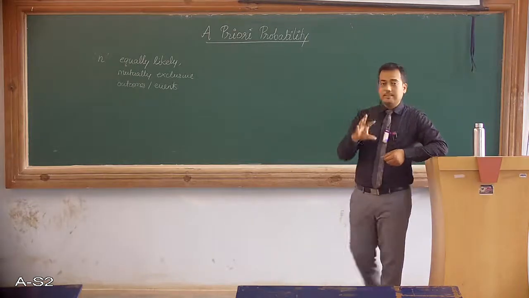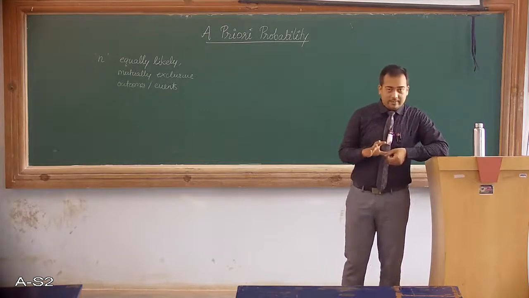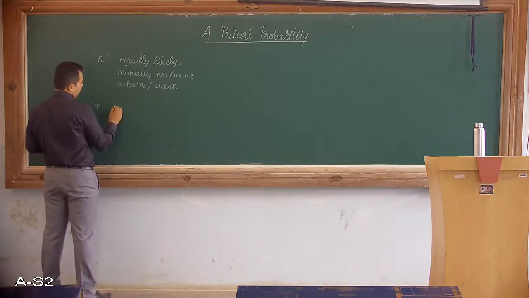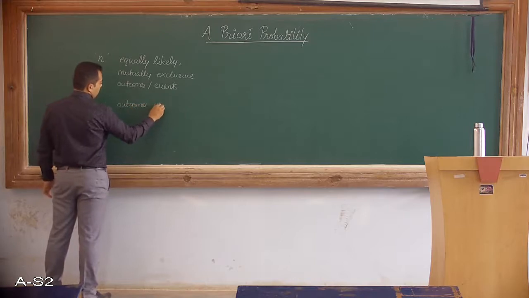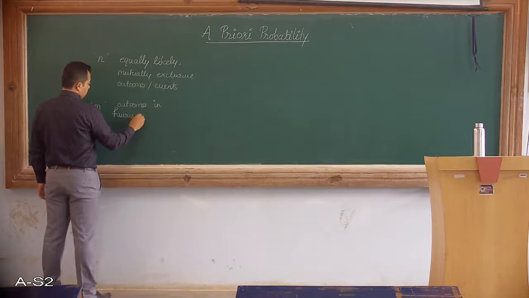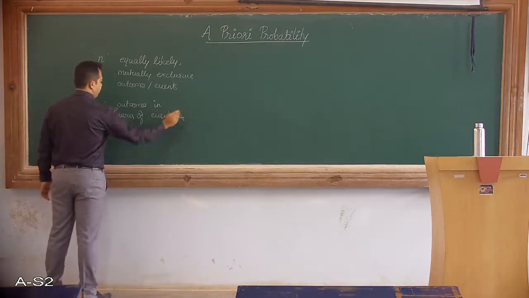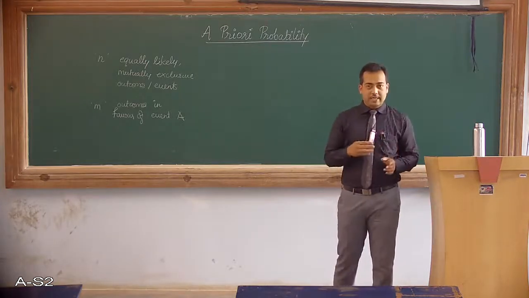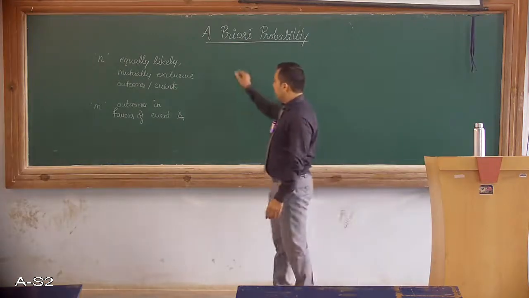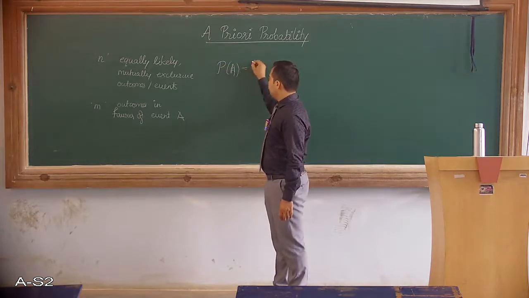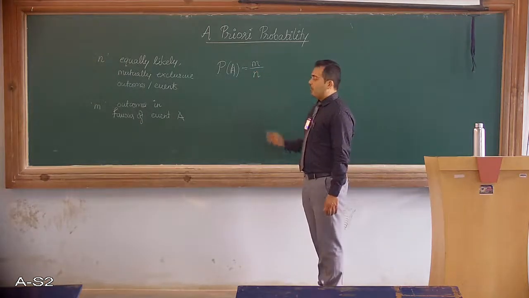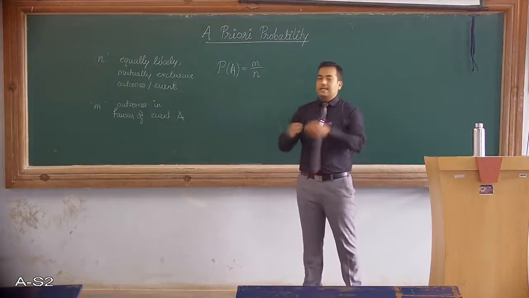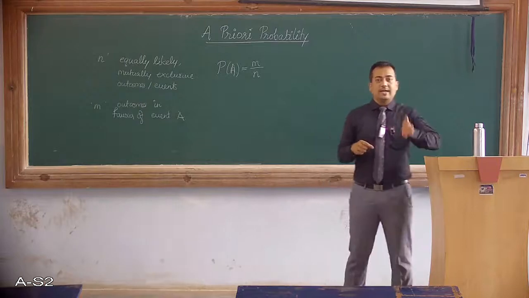So there are n such mutually exclusive simple events in one particular experiment, and there are m outcomes in favor of a particular event, say A. If we denote them this way, that there are m outcomes in favor of event A and total outcomes are n, then the probability of event A is given by m divided by n. Here m is the number of outcomes in favor of that particular event A, and n is the total outcomes of that random experiment.